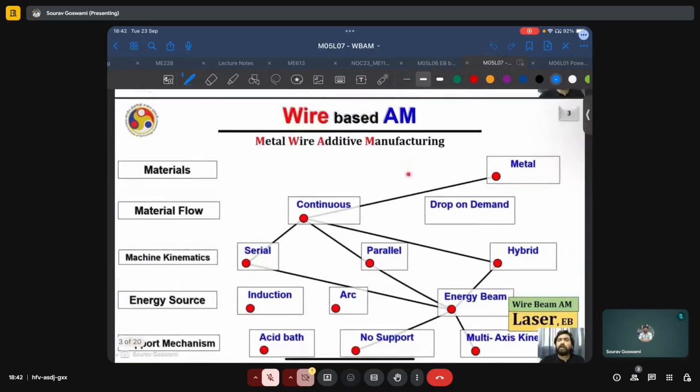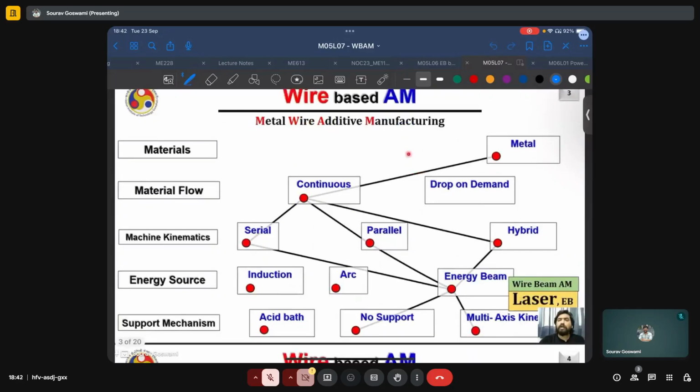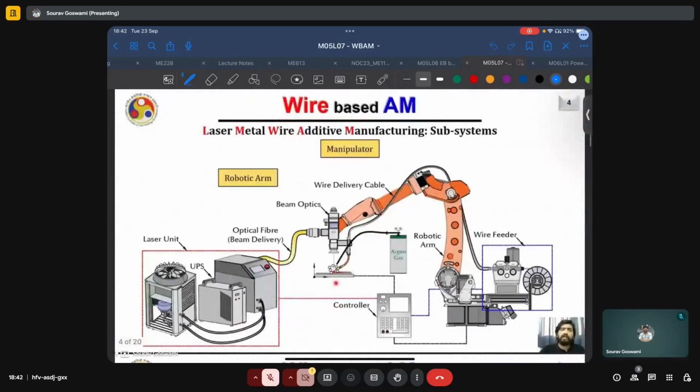And now we'll discuss the wire-based AM processes utilizing lasers as the energy source. Now, typically when using lasers, we have a dedicated laser unit which will have a chiller, laser generator, and a UPS. Once the laser beam is generated, it is transferred to the deposition head by an optical fiber. The deposition head itself can be mounted onto a multiple degree of freedom robot as shown in this example.